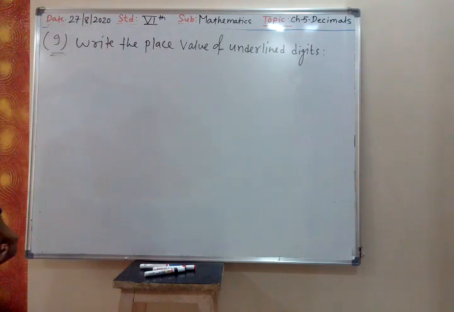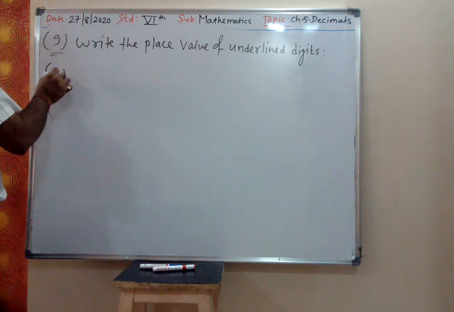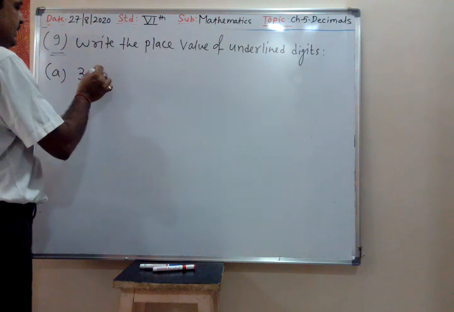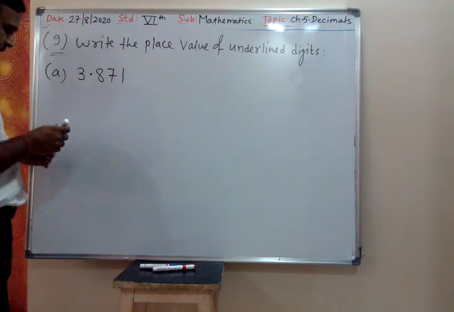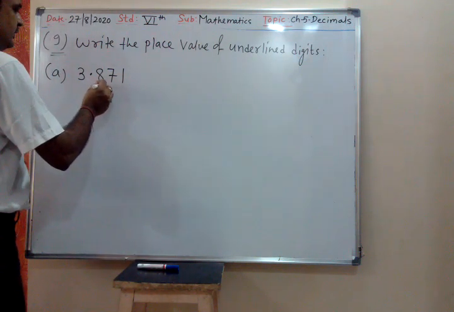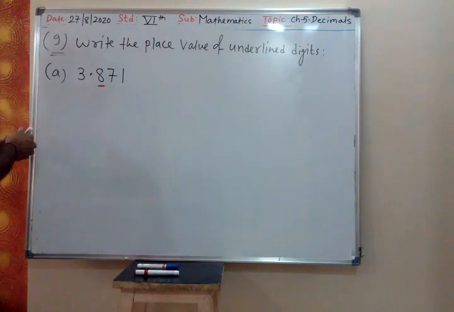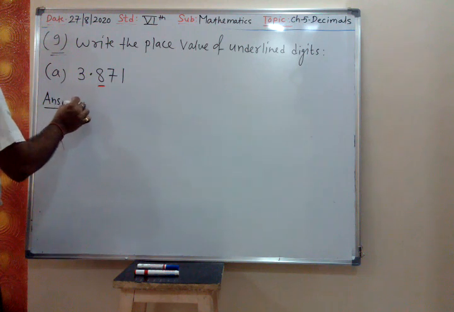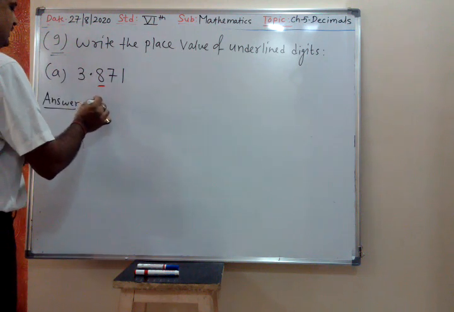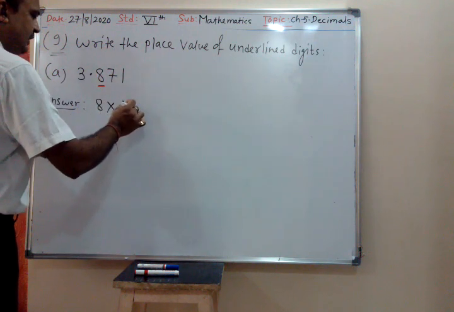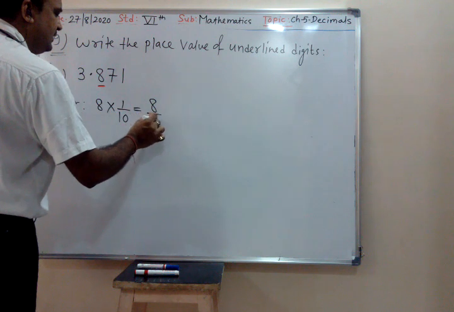Now ninth. Ninth A is 3.871. The underlined digit is 8. So now what is the position of 8? Tell me. Position of 8 is tenths. So this digit 8 we multiply by 1 upon 10. And that is nothing but 8 upon 10. The answer is 8 upon 10.